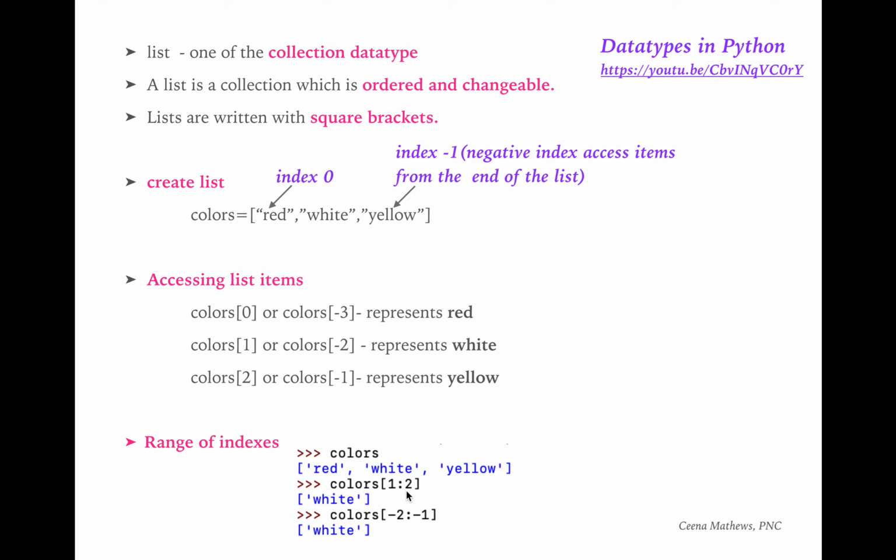So as per this range, the colors of index 1 represents white, so white is displayed, and the index given as the end index will not be included for accessing purpose. Only up to that end index will be accessed. So the item representing index 2 is not accessed. And this example uses negative index, that is from -2, that is -2 here represents white, up to -1, which is yellow here. But since according to range of indexes, the end index is not included for accessing items, it will also access only white.